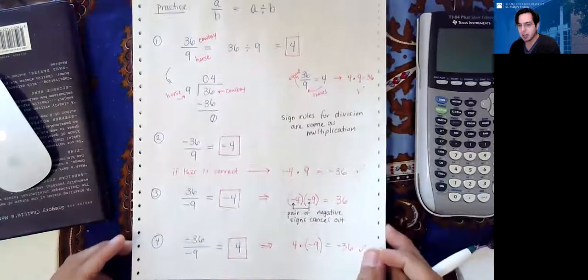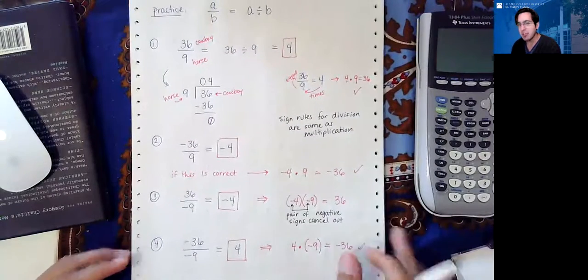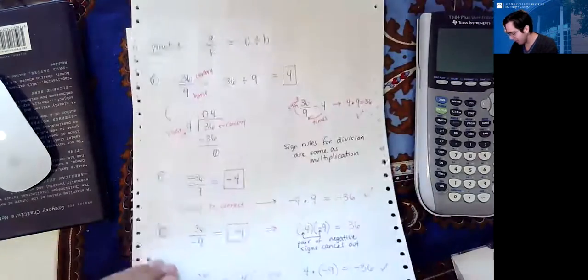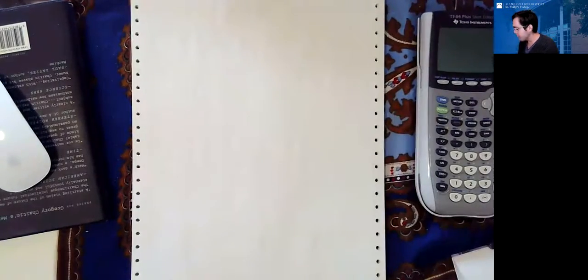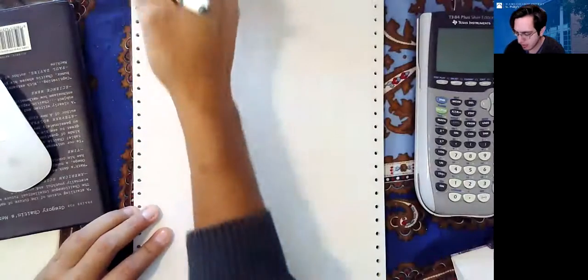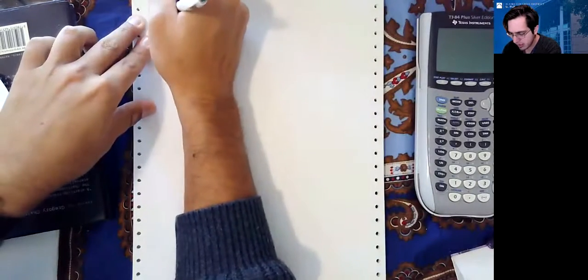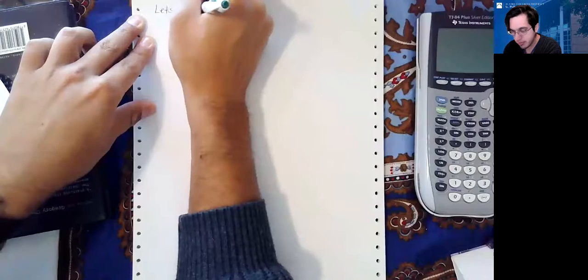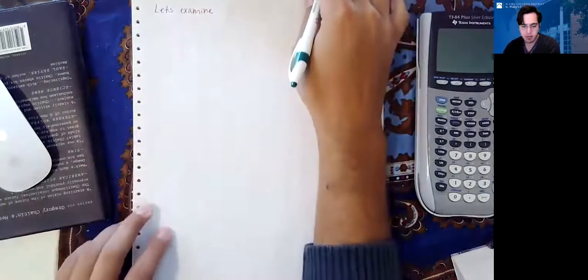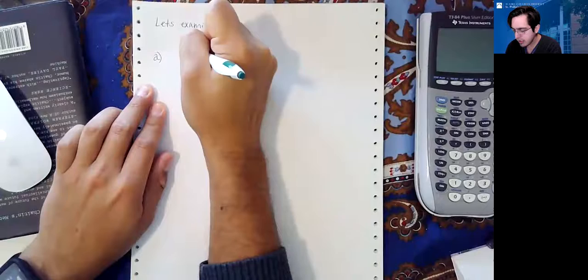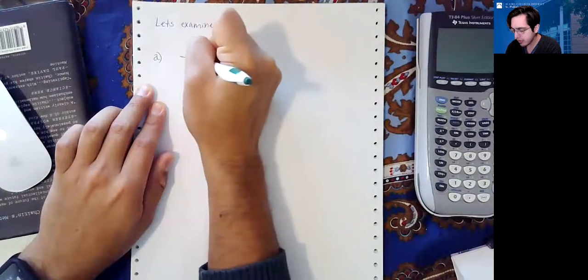Okay. Well, now let's examine some other problems using numbers different from 36 and 9. Let's go ahead and examine some things that give students a little bit of difficulty here sometimes. So let's examine the following examples. 0 divided by 10. Does anybody know what that is?